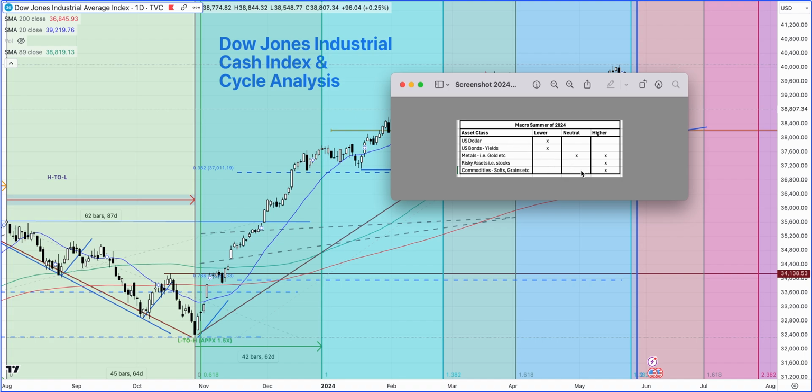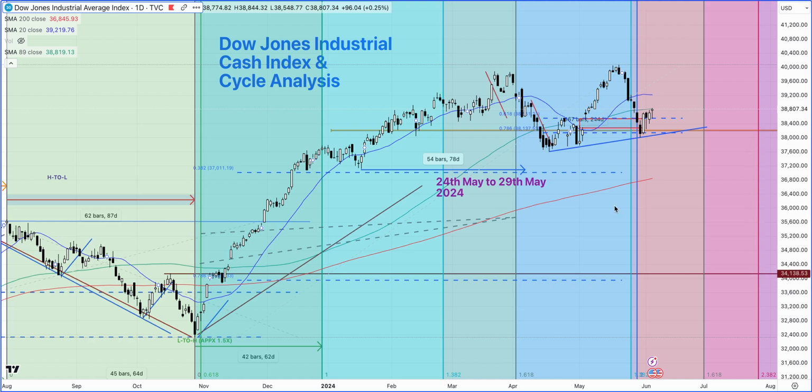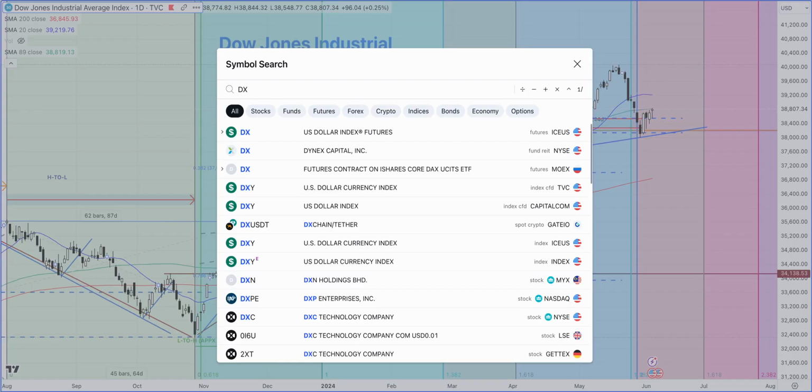However, what we have seen thus far is actually some of these commodities such as crude oil and grains have been moving lower recently, in the last few weeks. Okay, so let's take a look at the US dollar index.